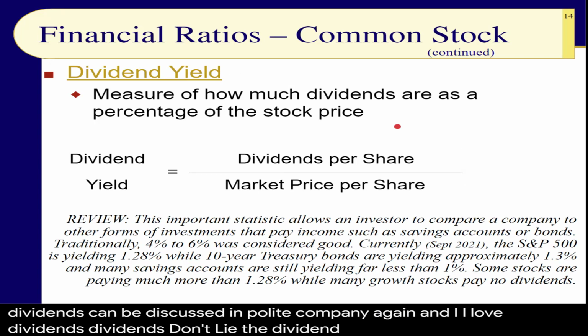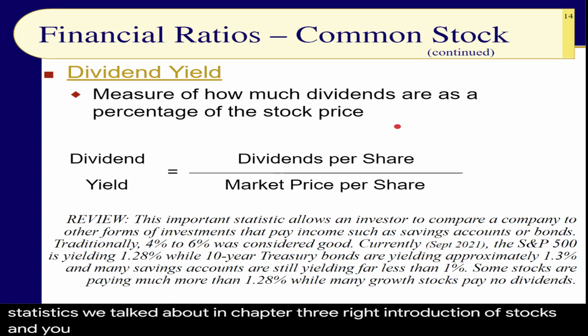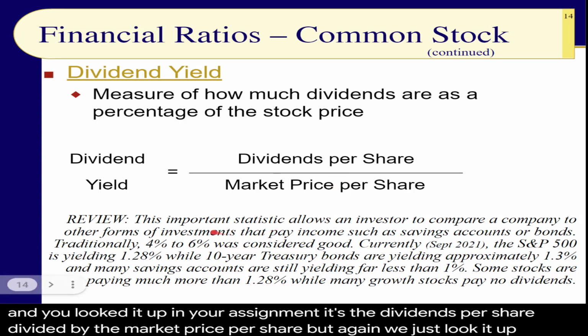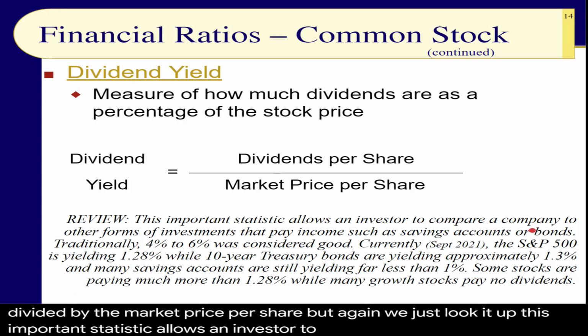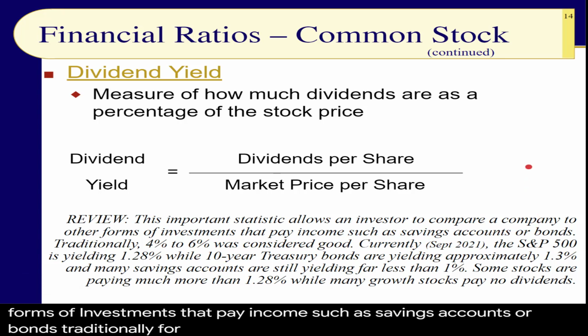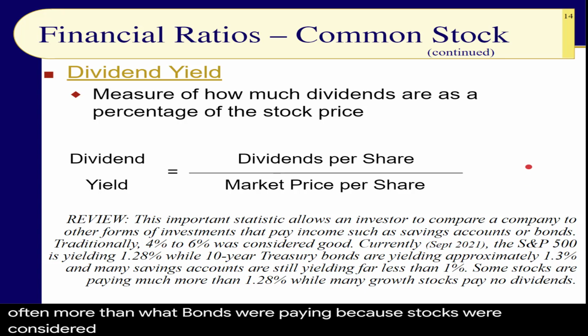The dividend yield. This is one of the other statistics we talked about in chapter 3, right? Introduction to stocks, and you looked it up in your assignment. It's the dividends per share divided by the market price per share. But again, we just look it up. This important statistic allows an investor to compare a company to other forms of investments that pay income such as savings accounts or bonds. Traditionally, 4, 5, 6% was considered good. That was often more than what bonds were paying because stocks were considered far riskier.